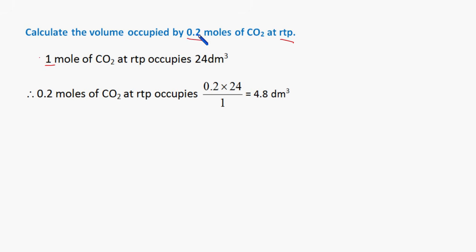And we want to find for 0.2. So we need to write the statement such that the volume is on the right hand side. So 1 mole of CO2 at RTP occupies 24 dm cube. And we want to find for 0.2. So 0.2 moles of CO2 at RTP occupies, we take the 0.2 and multiply by 24 and divide it by 1, and we get 4.8 dm cube of carbon dioxide.